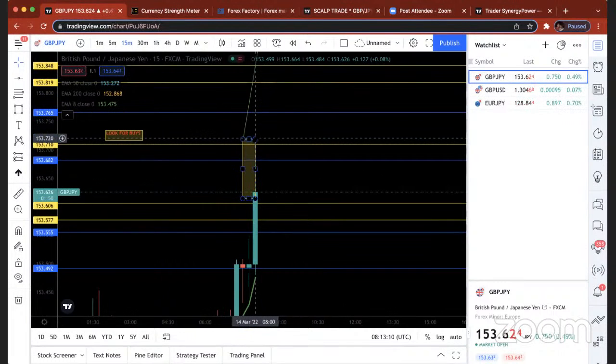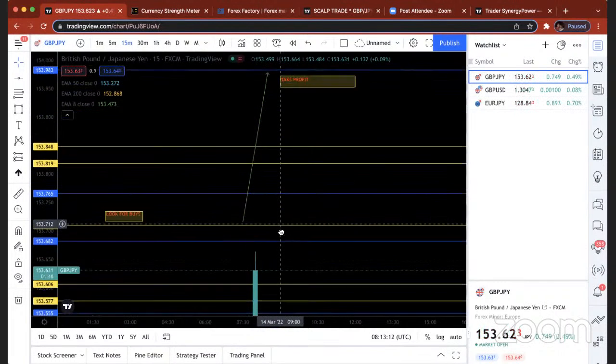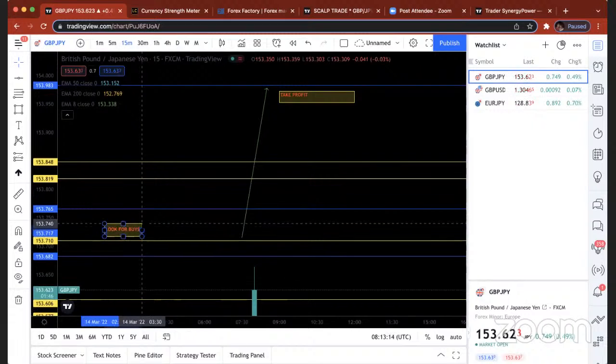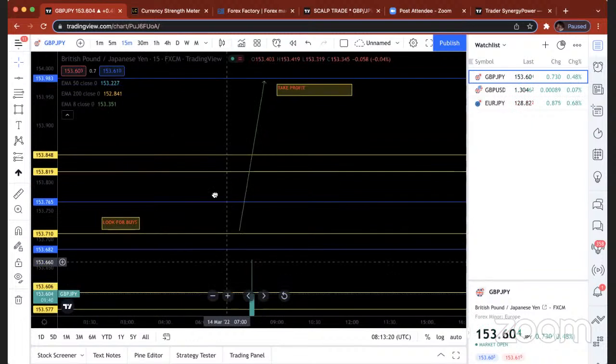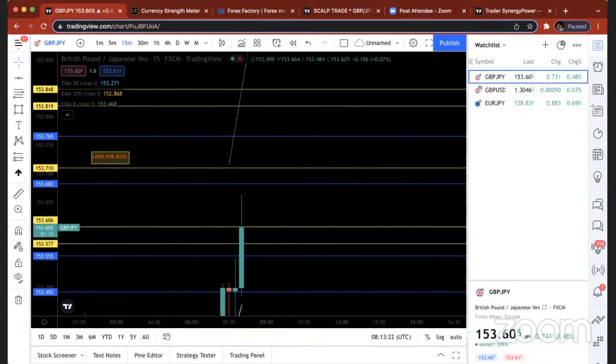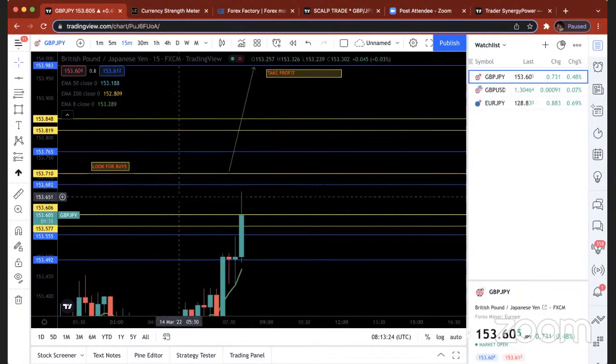Make sure you guys know exactly your lot size. If you don't know what lot size you should be using, go back to the funding group and check the screenshot. You should take a screenshot of it in case you forget, so you know exactly what lot size to use.